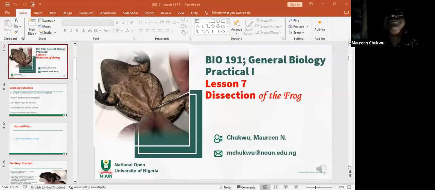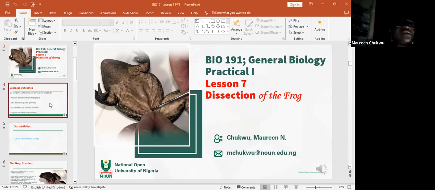Last time we examined the dissection of a grasshopper. Today we are going to examine the dissection of a frog or a toad. At this junction, let me start sharing my screen for a better understanding. The topic once again is dissection of the frog.